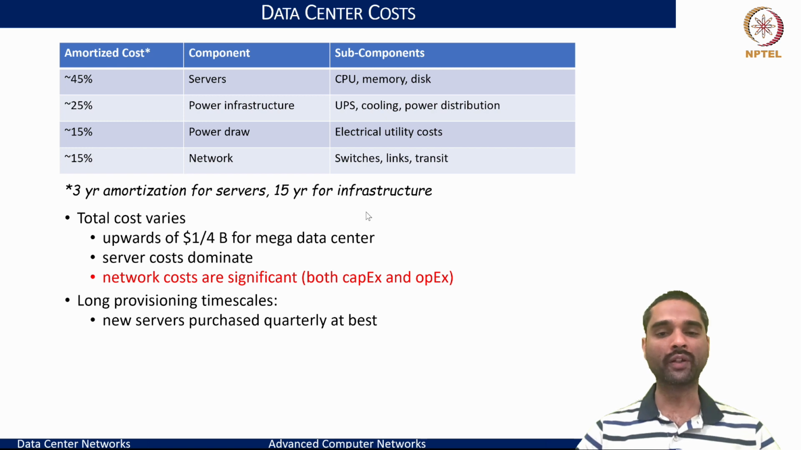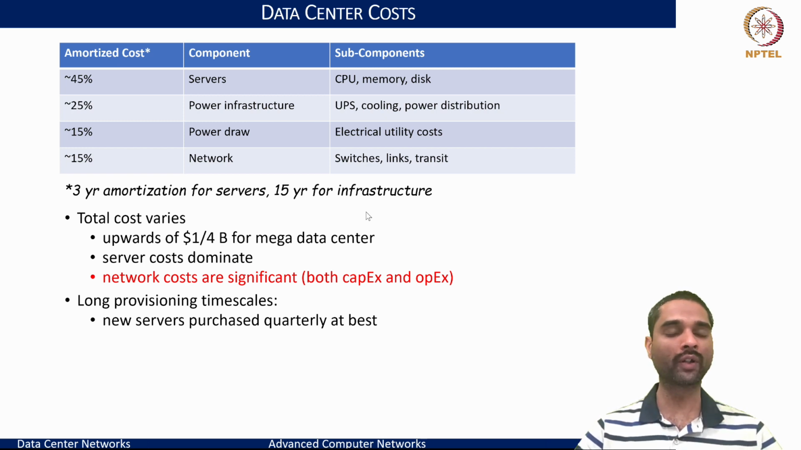So this was a study done early 2010, and what it showed was that the servers, or the CPU, memory, and the disk components of a server machine hosted in a data center, cost roughly around 40 to 50% of the data center cost. And the power, being another important component, added roughly around 20 to 25%. Well, the network added around 15% of the overall data center cost.